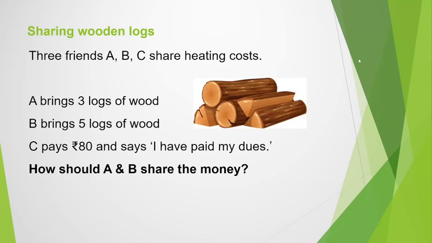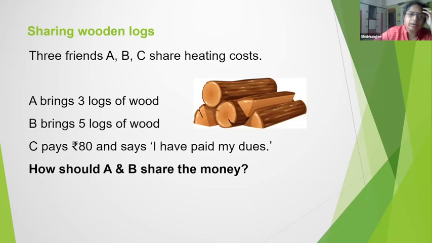So it's not that only C is sharing the cost. A and B are also sharing the cost, right? In terms of logs, whatever the cost is, A and B are giving some wood. C is not having any wood, so he gives money. But he is saying, whatever I am supposed to pay, I have paid. This is my share.